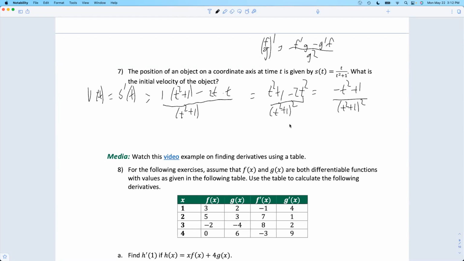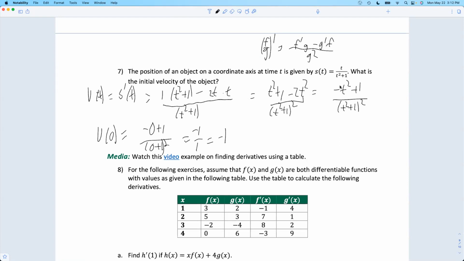Okay, so here's my velocity function. I want the initial velocity, so I want v at 0. So that would be negative 0 squared plus 1 over 0 squared plus 1 squared. 0 squared, of course, being 0. So I think we get negative 1 over 1. I think we get negative 1.